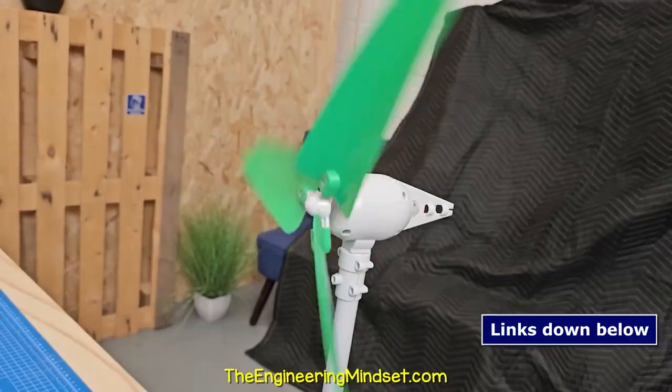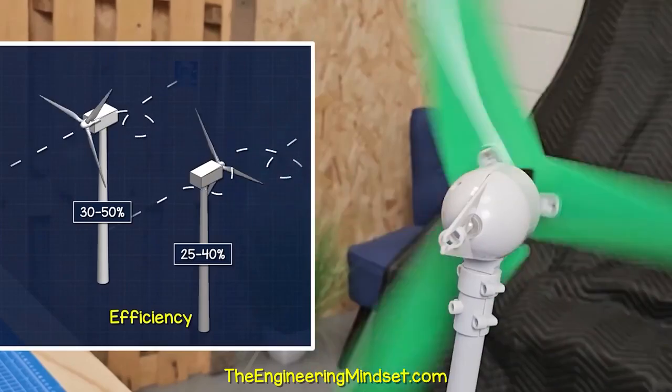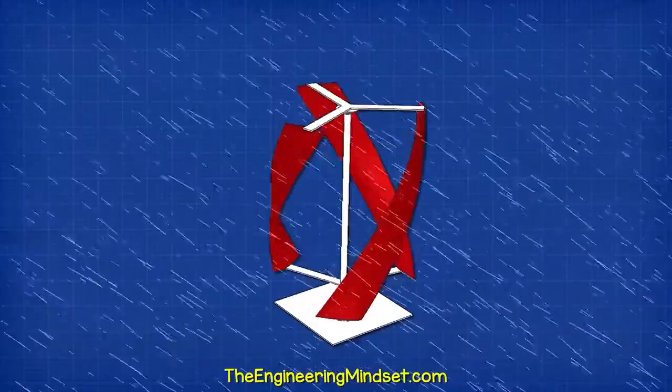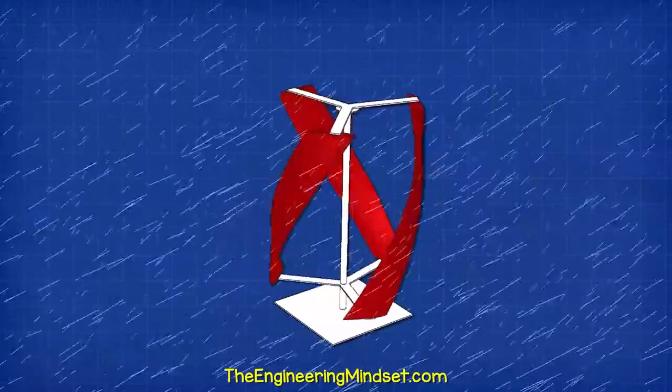Without this, they will turn away from the wind, and so the wind energy will hit the nacelle and the tower first, which is less efficient. Vertical wind turbines do not need a yaw system. They will work in any wind direction.